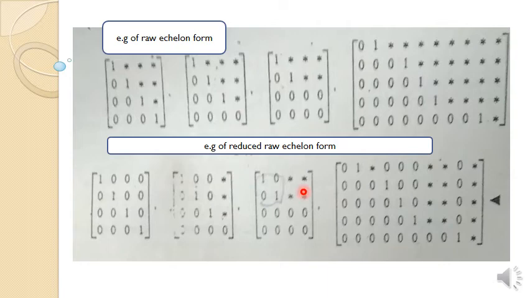Student, now we discuss the row echelon form and reduced row echelon form, because in questions number 3, 4, 5, 6 you have to find the row echelon form and reduced row echelon form. So first you should know what is meant by row echelon form and reduced echelon form. Simply, student, you have to memorize it.